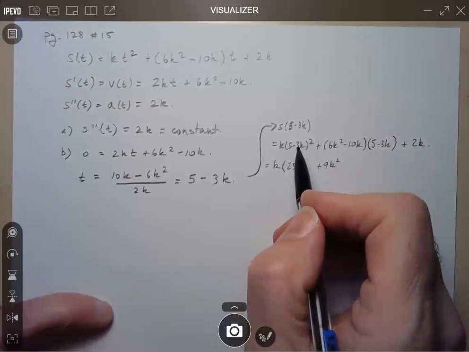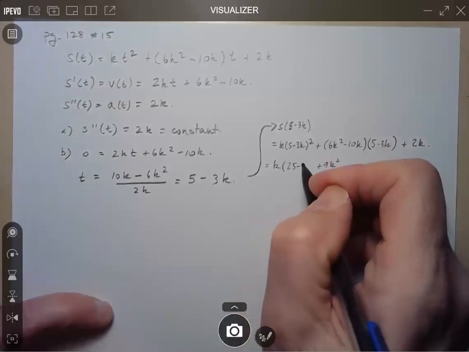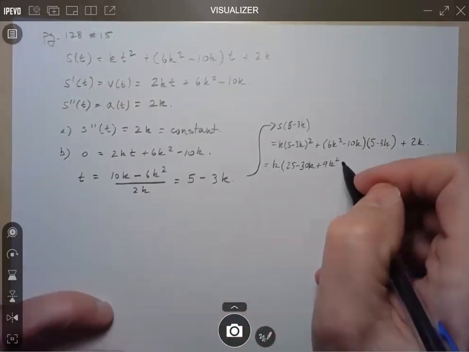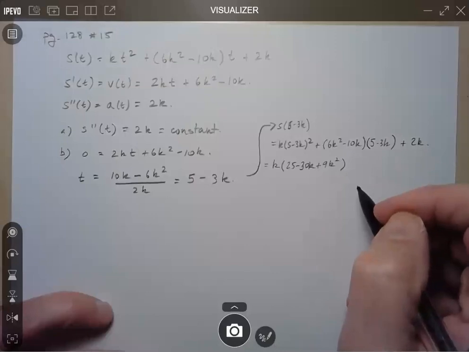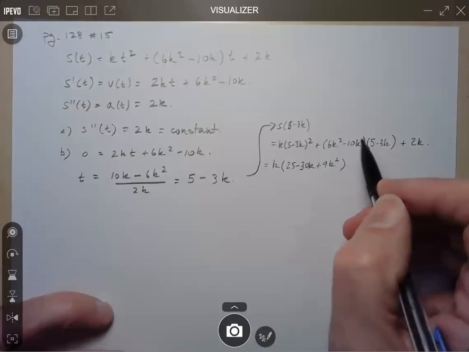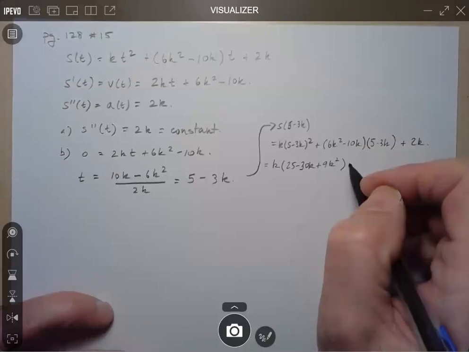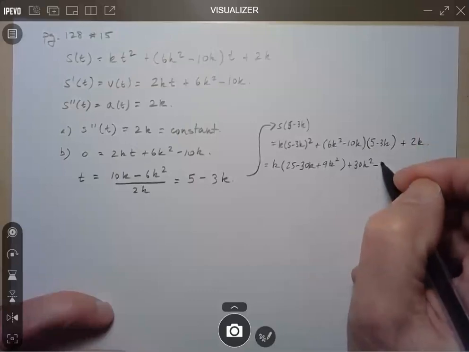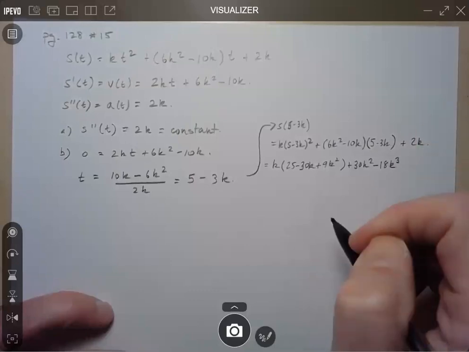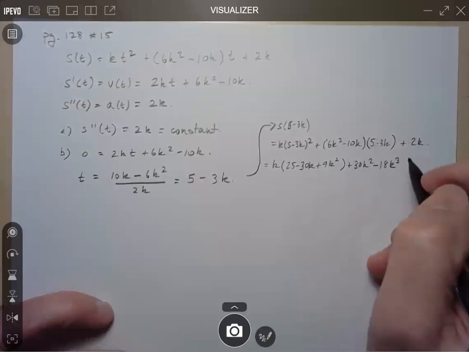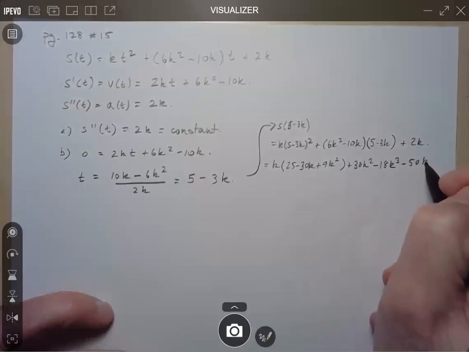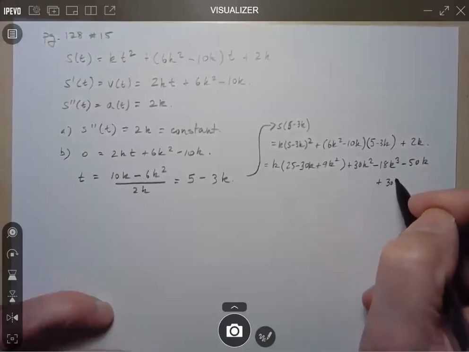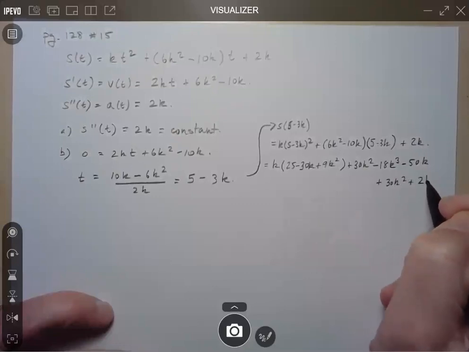So 5 times 3 is 15, times 2 is 30k, okay? So if you need to actually write it out, you can do that, but there's a little trick for squaring a binomial. Okay, here I will have to distribute though. 6 times 5, so that's plus 30k squared. It's going to be 6 times 3, minus 18k cubed. Here it's negative 10 times 5, so minus 50k. And then negative 10 times negative 3 is plus 30k squared, and then plus 2k.